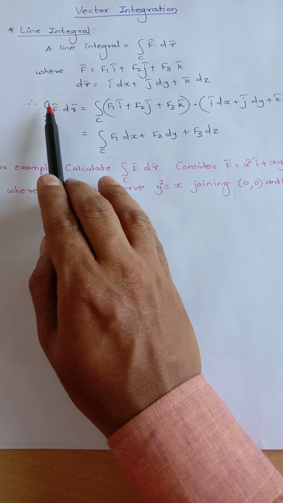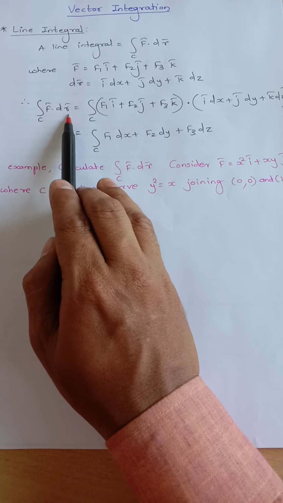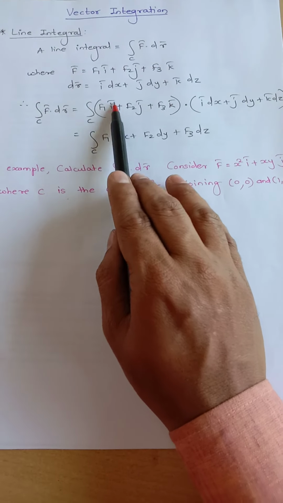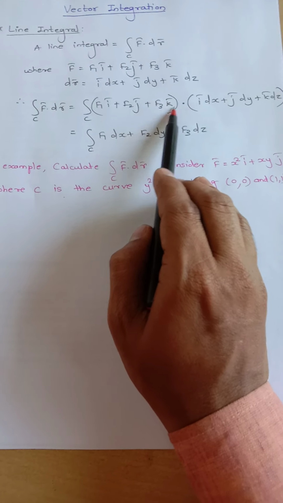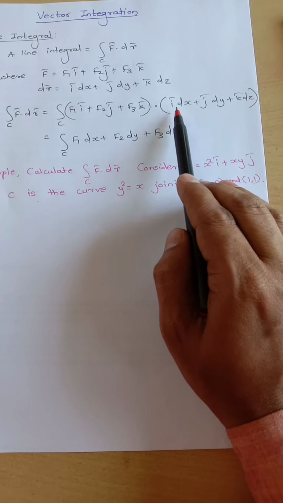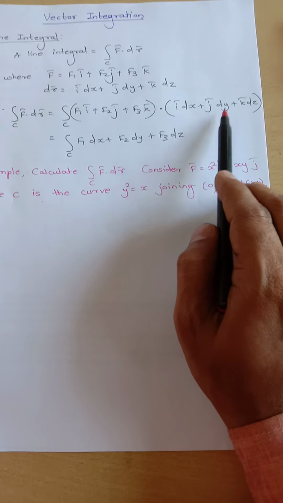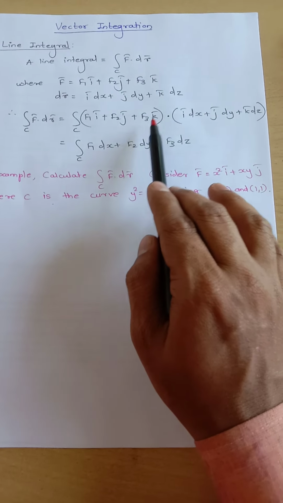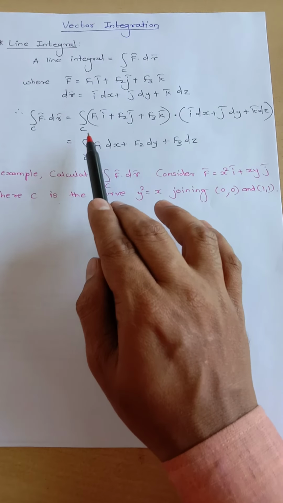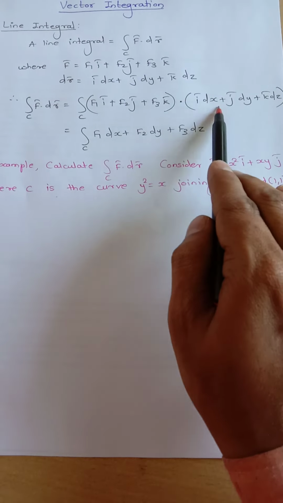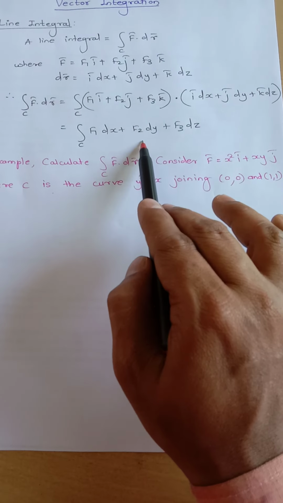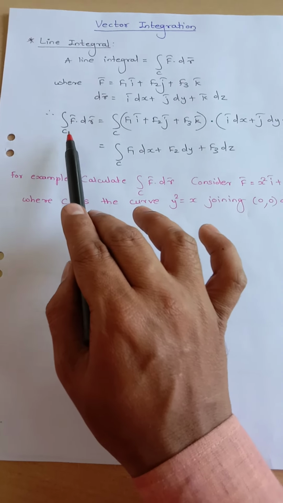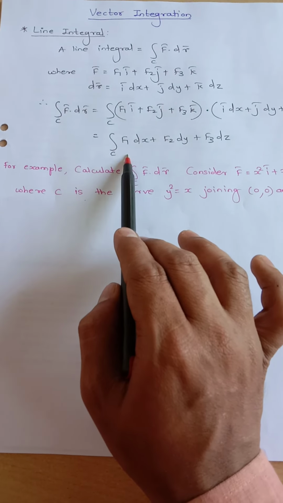Therefore, the integration over C of f bar dot dr bar is equal to the integration over C of (f1 i bar plus f2 j bar plus f3 k bar) dot product with (i bar dx plus j bar dy plus k bar dz). So take the dot product between f bar and dr bar. Therefore, the integration over C of f1 dx plus f2 dy plus f3 dz. So this is the line integration: integration over C of f bar dot dr bar is equal to this.